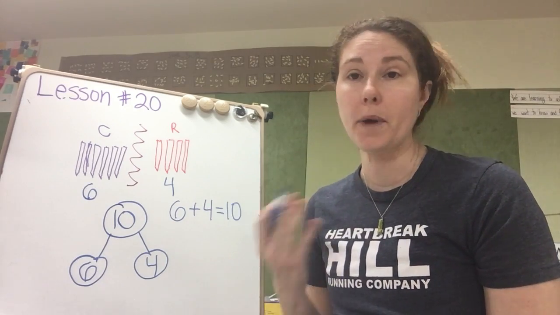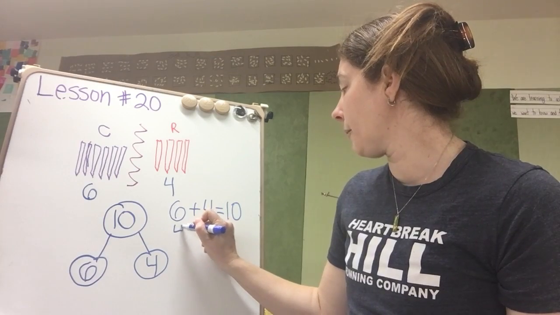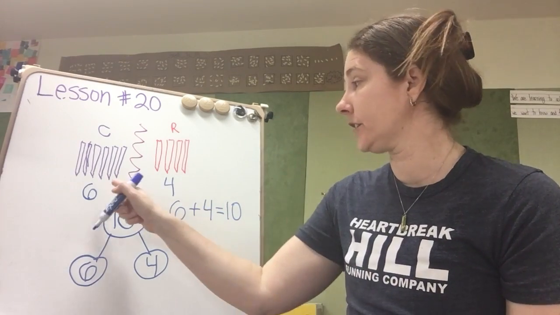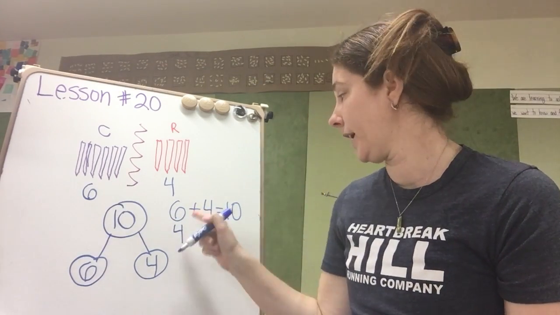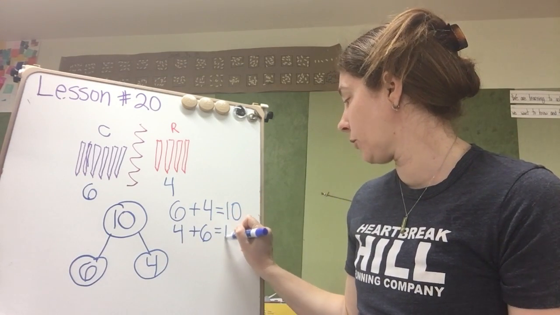Now there's multiple ways we can write this equation, right? We could flip-flop the numbers, though we've been talking about always starting with the bigger number, right? That's why I did it with 6. But you could write 4 plus 6 equals 10.